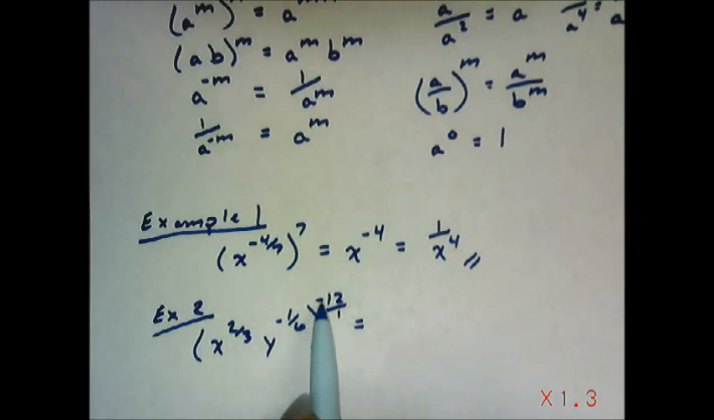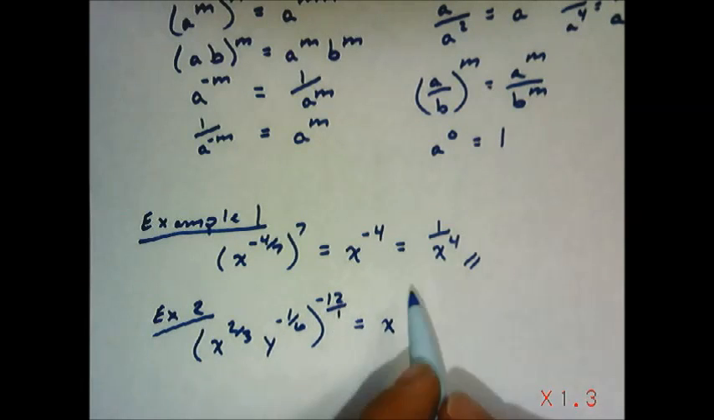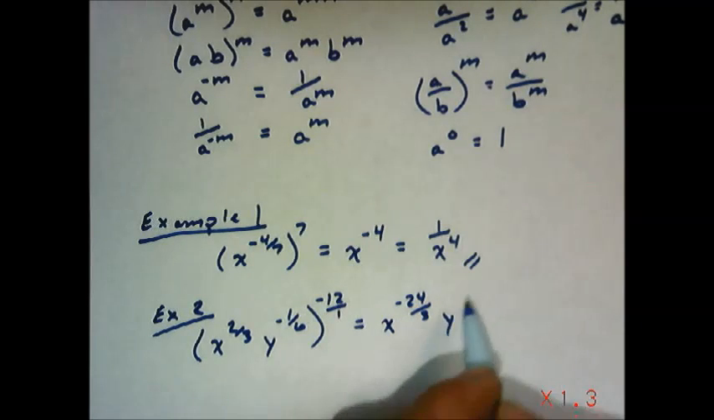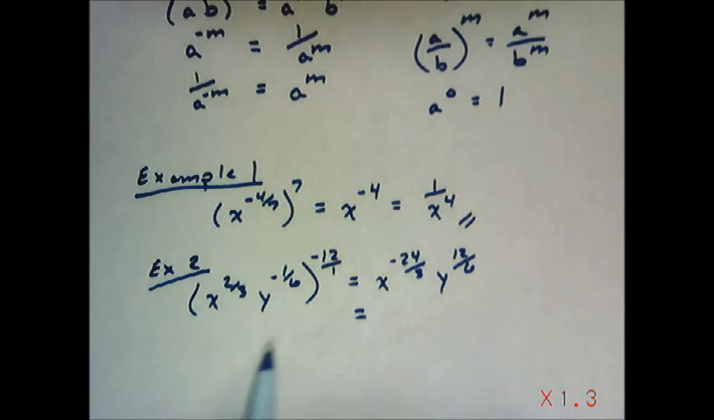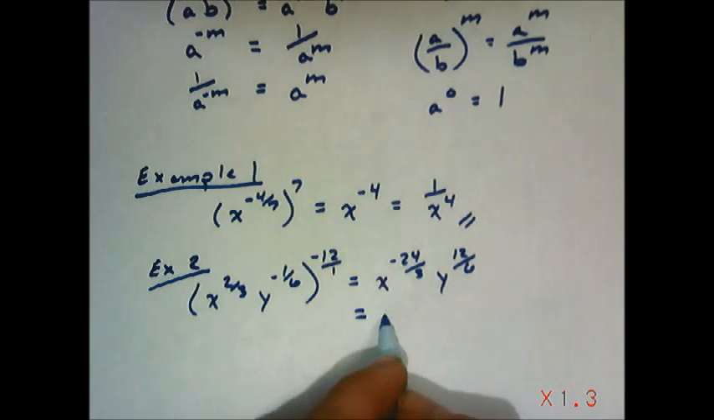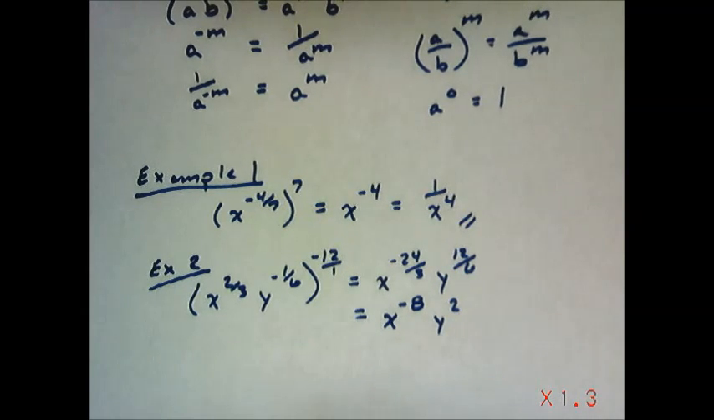And remember, when we multiply fractions, we're actually going to multiply the top two numbers together and multiply the bottom two numbers together. So this is going to look like x to the negative 24/3 and y to the positive 12/6. Simplifying this, negative 24 over 3 is negative 8, and 12 divided by 6 is 2.